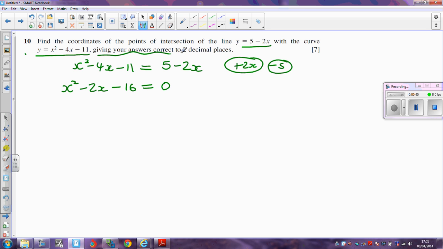Now, the clue here, it says giving my answers to 2 decimal places. There's no point in trying to factorize it. I know I'm going to have to use the quadratic formula. And in this case, for the quadratic formula, a is equal to 1, b is equal to minus 2, and c is equal to minus 16. Quote the formula. If you quote the formula and then make a mistake substituting in, you still get the mark.